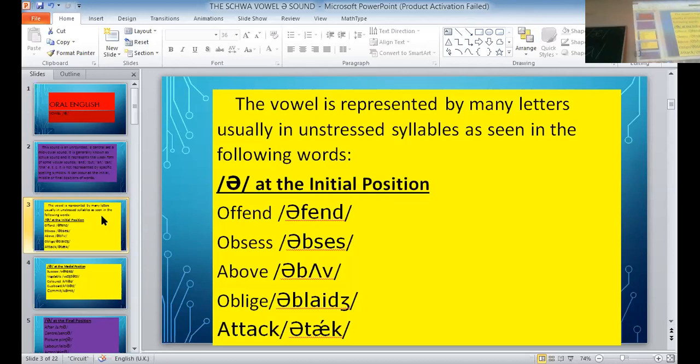So we can take the next line. We have offend, obsess, above, oblige, and attack. Oblige is when you try to obey, when you try to abide by the rules.